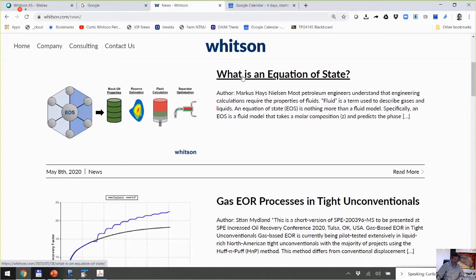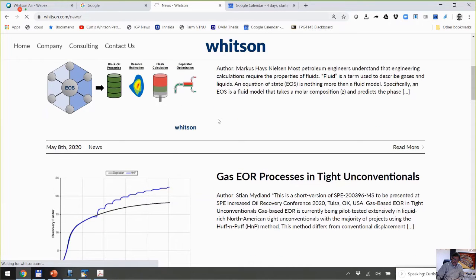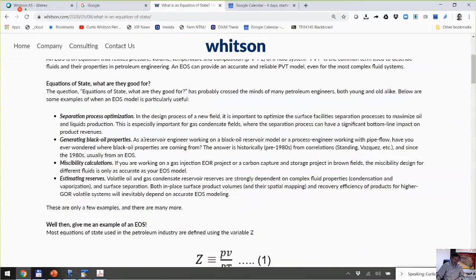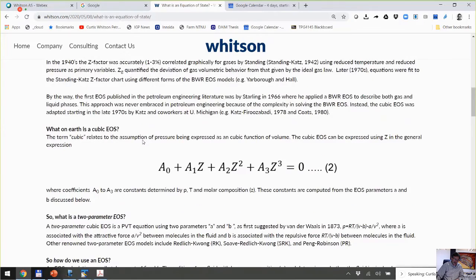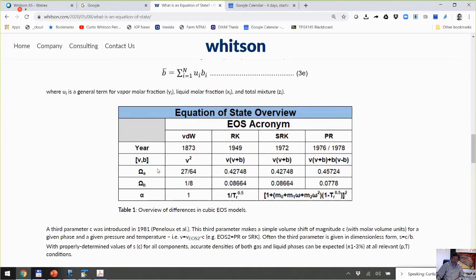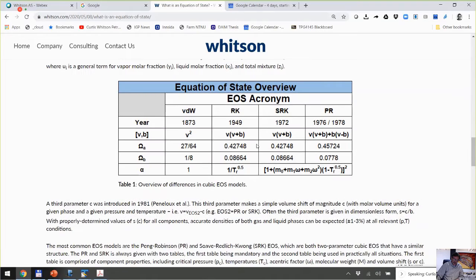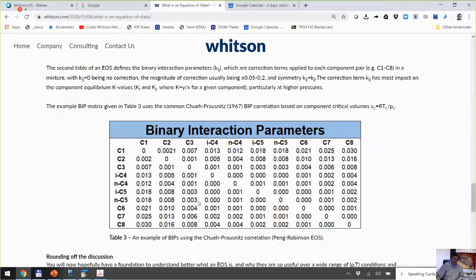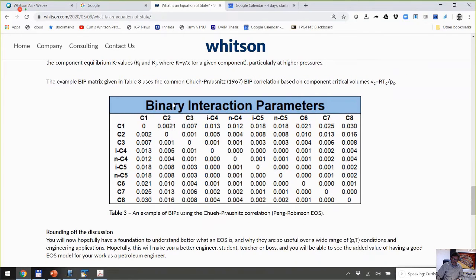Marcus Nielsen wrote this, and this is a very nice introduction to what an equation of state is, what it's used for, what they look like, and how you calculate. And then it talks about the different names: the Redlich-Kwong, Soave-Redlich-Kwong, Peng-Robinson. And then the most important thing is getting to the two tables representing the equation of state. Again, it's two tables: the set of component properties, and the so-called binary interaction parameters. These are the two tables of an equation of state.